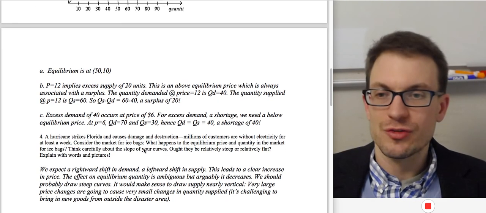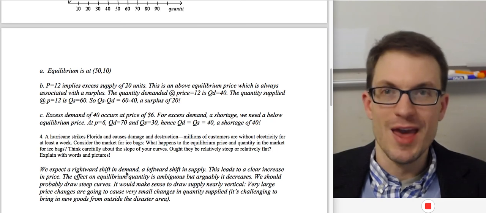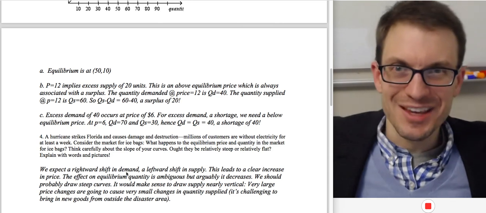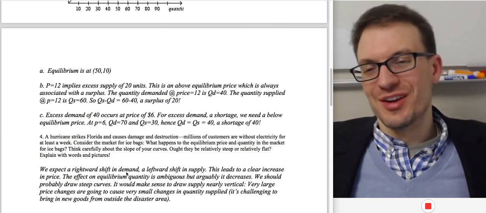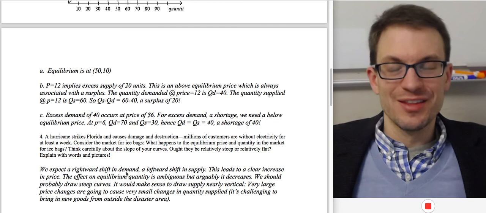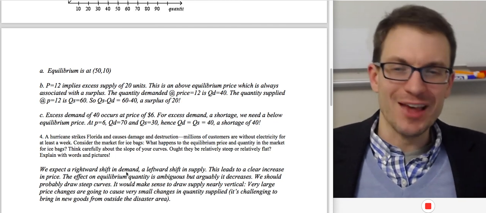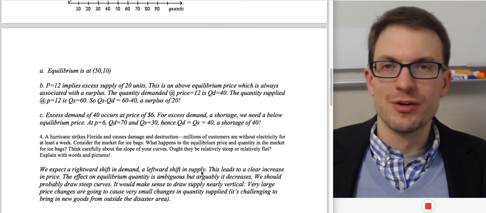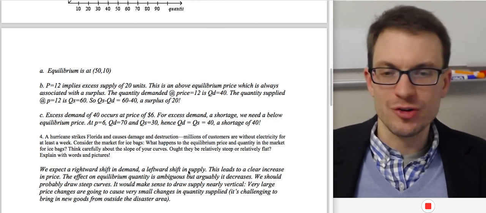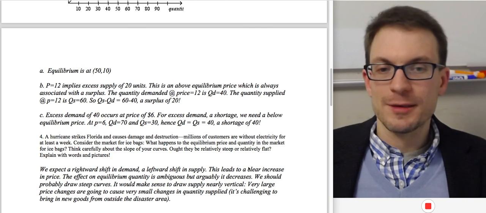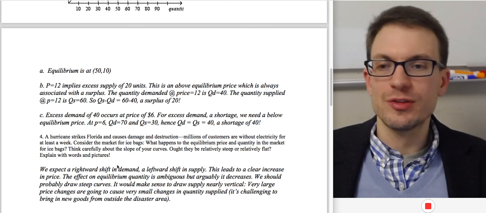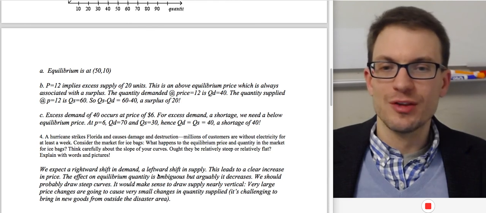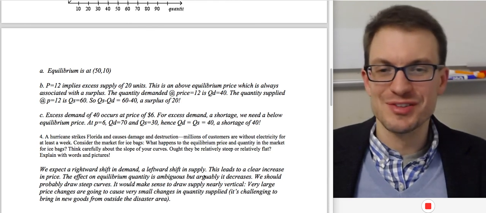Lastly, hurricane strikes Florida. Rightward shift in demand. Think about the demand for ice bags during normal times, and then think about the demand for ice bags when there's been a hurricane or any other disaster where there's no electricity. Massive rightward shift of demand. What about supply? Yeah, probably a leftward shift of supply. There are fewer ice bags available, probably destruction. So this is kind of a horrible situation. Clear increase in price. Both of these tend towards an increase in price. Quantity effect is ambiguous. Arguably, it decreases because there's less available.